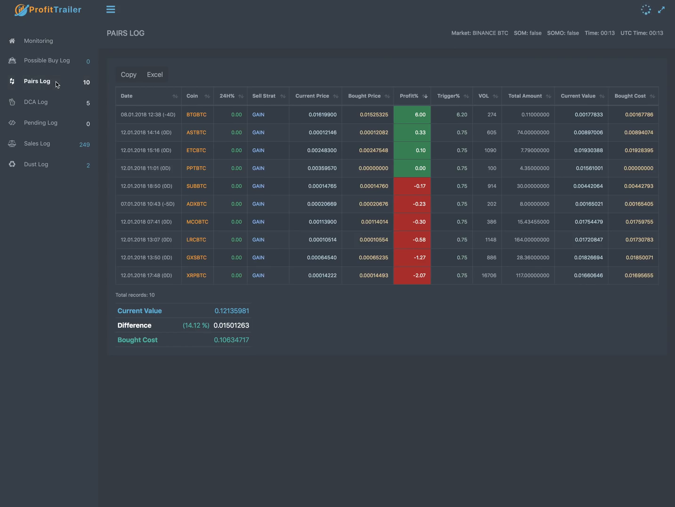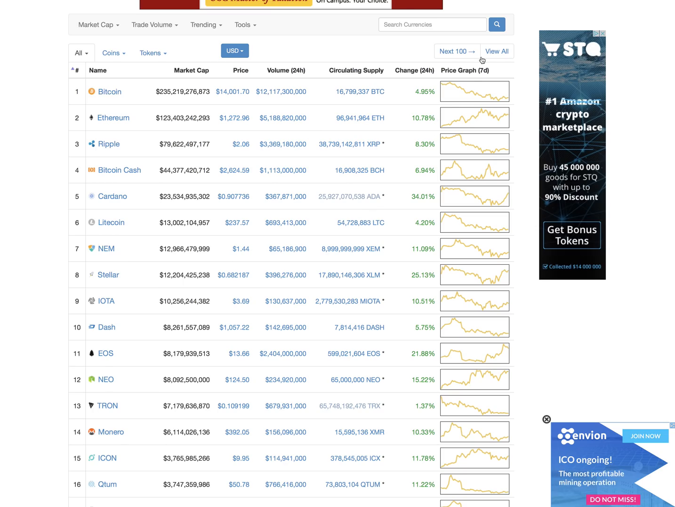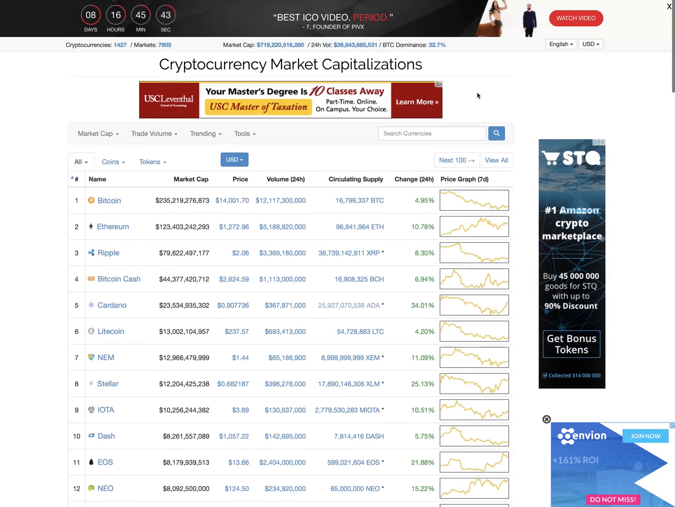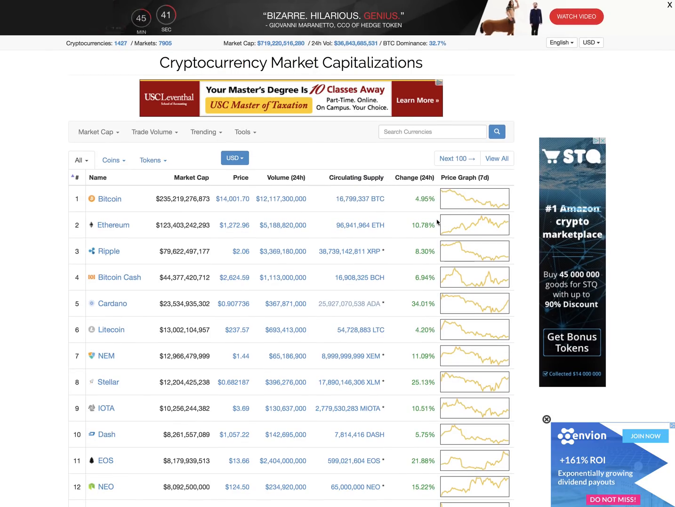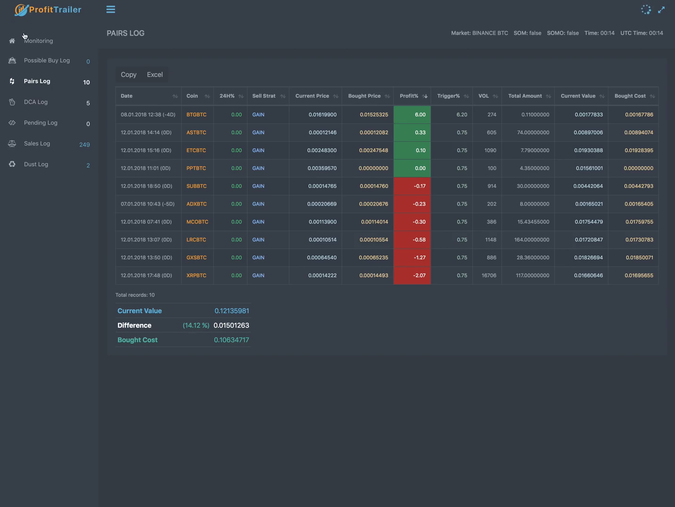So I'll go into the pairs log. This is what I'm currently holding right now, and this is the coin versus BTC. Another thing is you guys can set this up to do ETH pairs as well. So you could trade with Ethereum instead of Bitcoin. And I believe Binance has a pretty good suite of Ethereum pairs too. So if Bitcoin is just flying really high, then it might be best to switch over to Ethereum, or vice versa, right? You can play the markets the way that you want to play them. And that's what I really like about Profit Trailer.